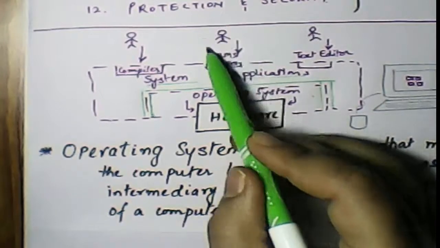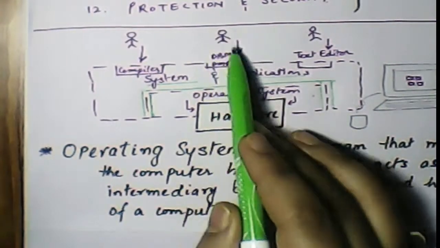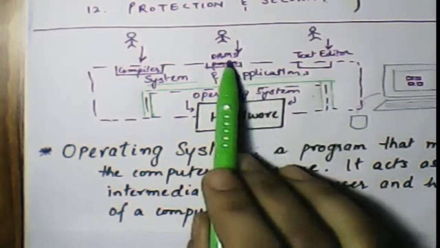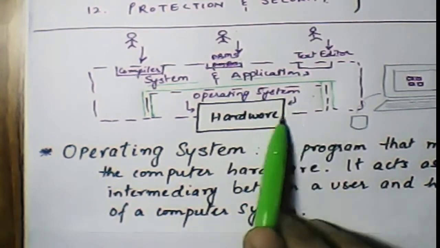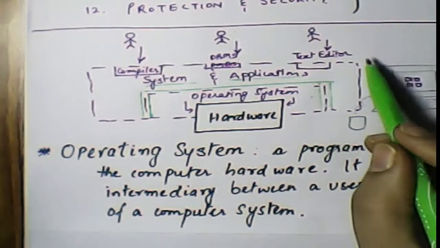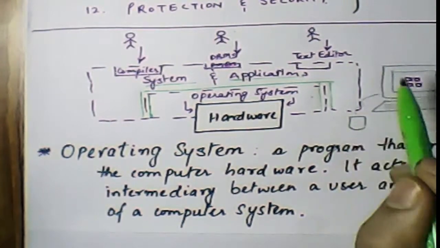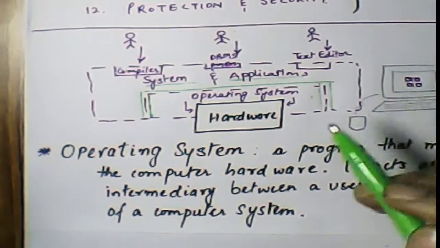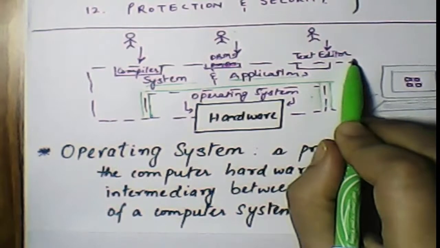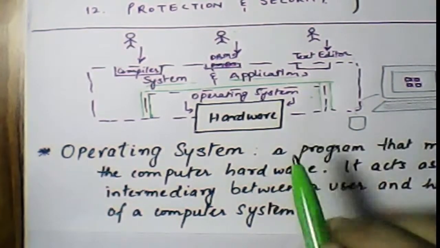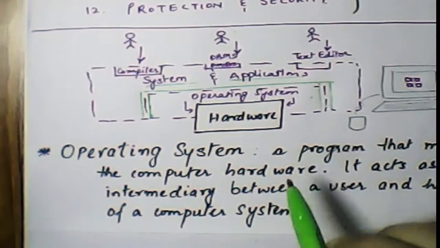So there's a user, will not go there. There's a user interacting with the application program and thereby interacting with the operating system and the hardware. There could be another user trying to access the text editor. He wants to make a Word file, a Notepad file, a text file. So he'll go with the text editor. Text editor is another application program which is thereby interacting with the operating system and then hardware.